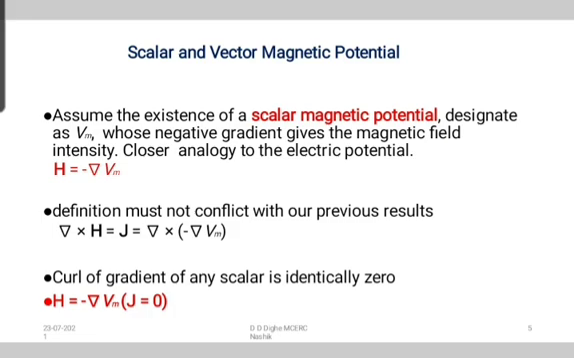So we can consider the time varying scenario. In this time varying case, we can observe the changing magnetic field will produce a changing electric field and vice versa. That is, a changing electric field can produce a changing magnetic field. So the next point is scalar and vector magnetic potential.